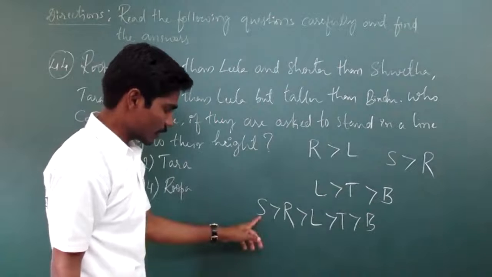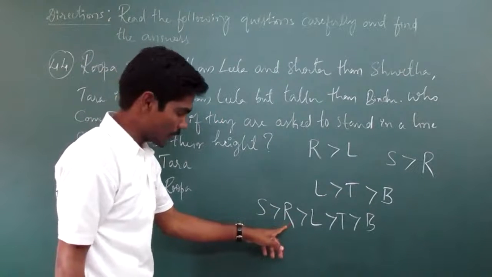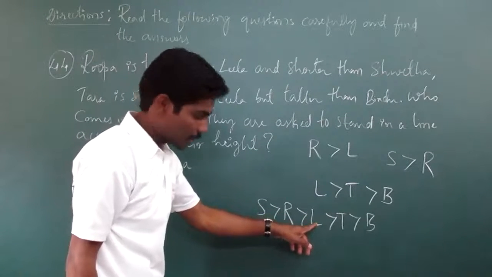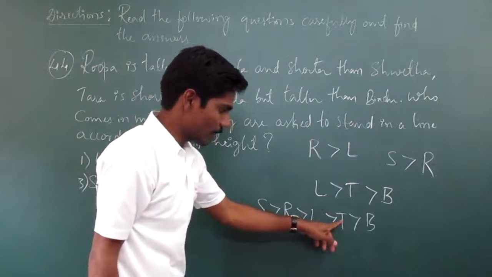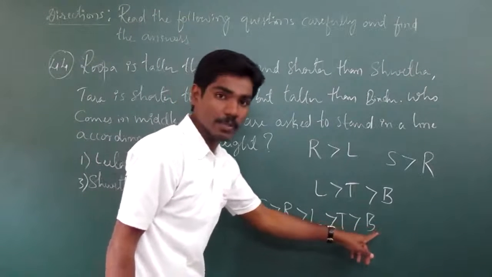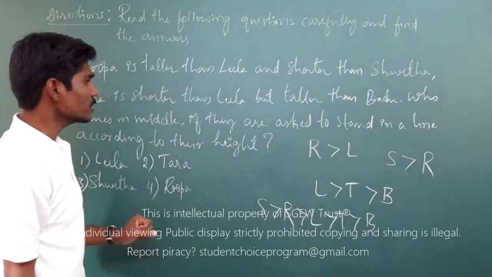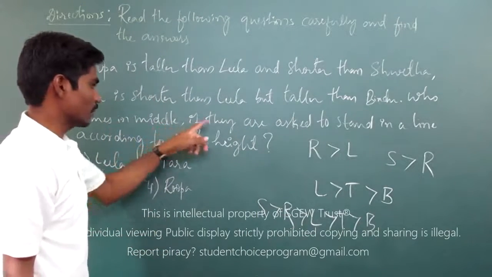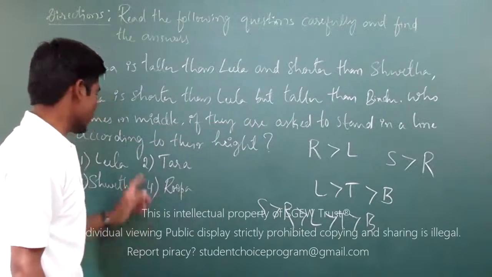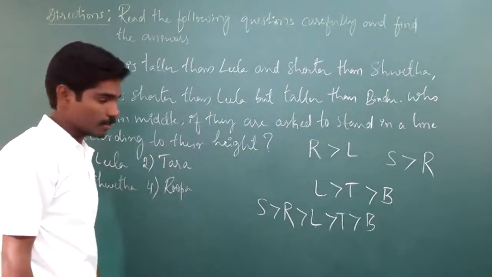That means Shweta is taller than Rupa. Rupa is taller than Leela. Leela is taller than Tara whereas Tara is taller than Bindu. Okay. Now what is the question there? The question is, who comes in middle if they are asked to stand in a line according to their height?